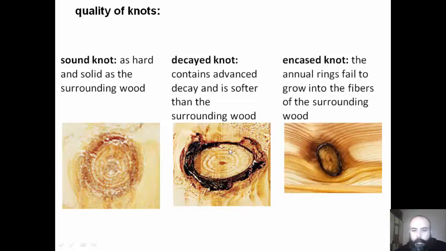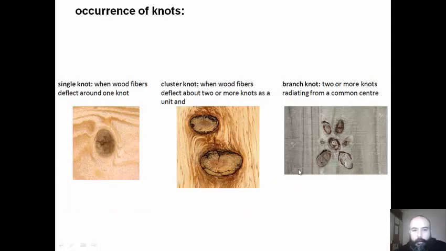Decayed knot contains advanced decay and is softer than the surrounding wood. Encased knot, the annual rings fail to grow into the fibers of the surrounding wood. According to the occurrence of knots, there can be a single knot when wood fibers deflect around one knot, a cluster of knots when wood fibers deflect about two or more knots as a unit, or a branch knot, two or more knots radiating from a common center.